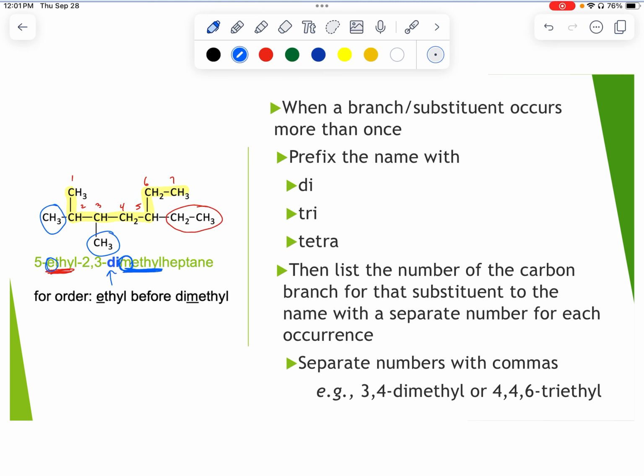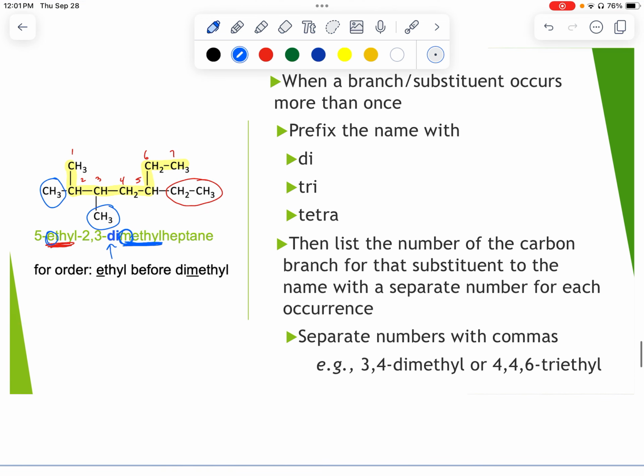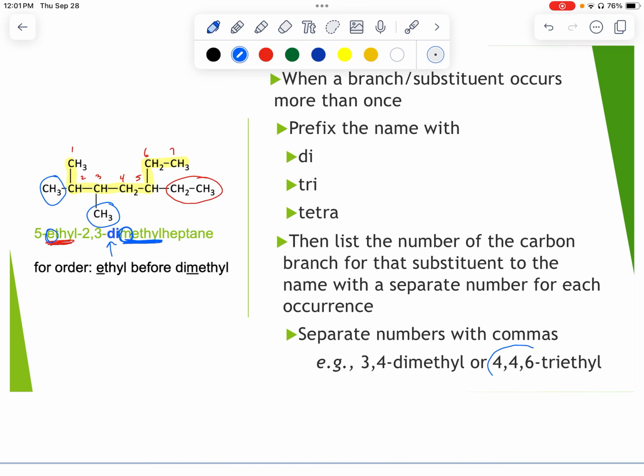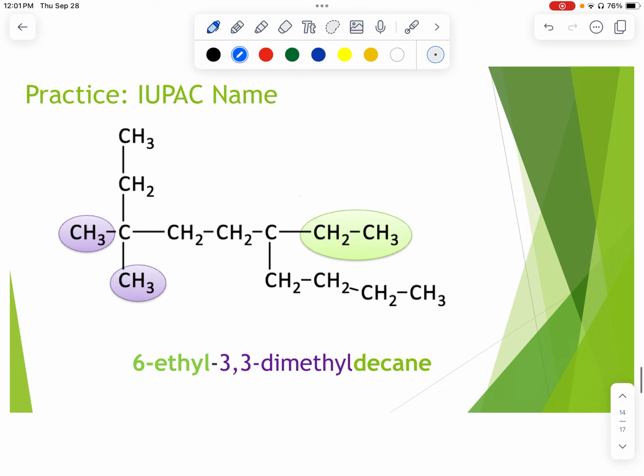Okay, so that's branches using di, and then there would be tri and tetra. And don't forget, if you've got a tri, you're gonna have more than one comma in there. So it has to be telling you exactly where they are. So let's practice this from beginning to end, okay? First, I find my longest chain. 1, 2, 3, 4, 5, 6, 7, 8, 9, 10. Okay, so I know right away that this is going to be a decane.